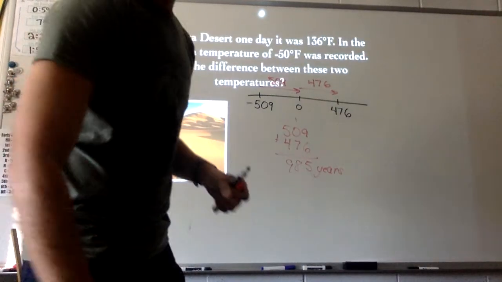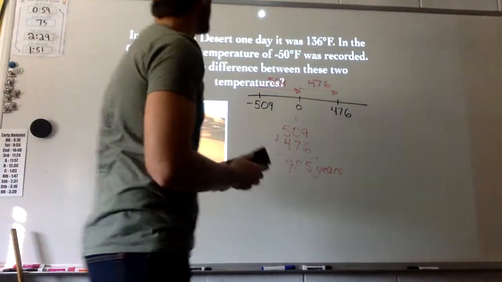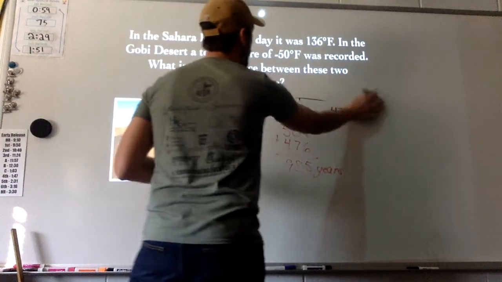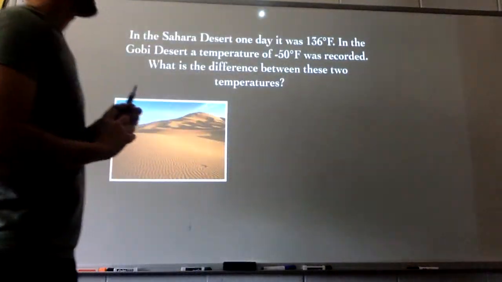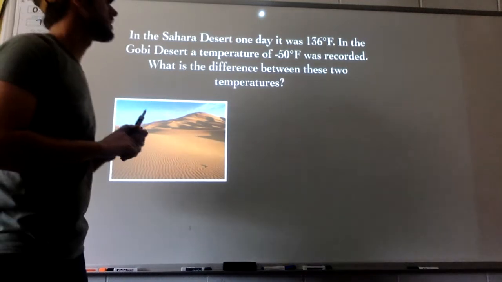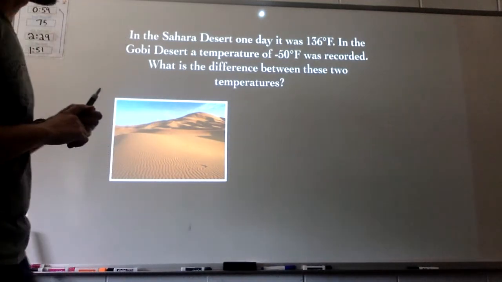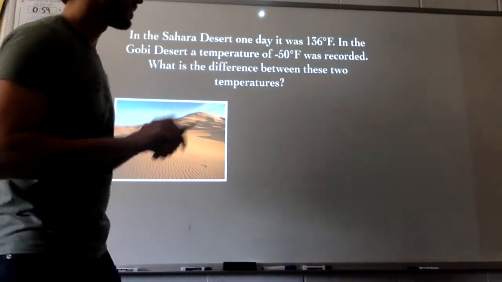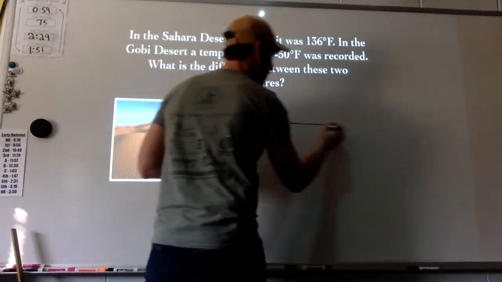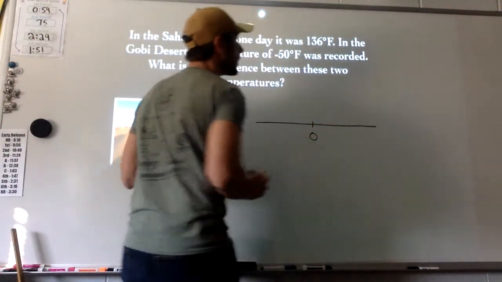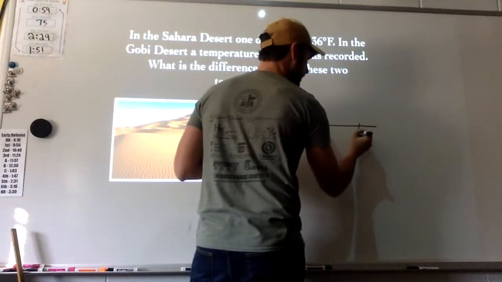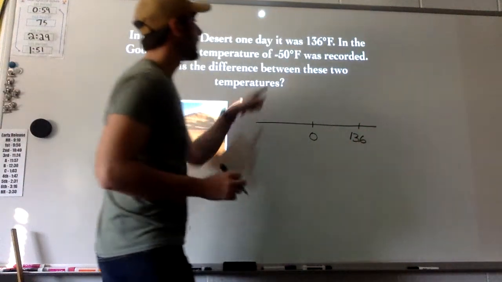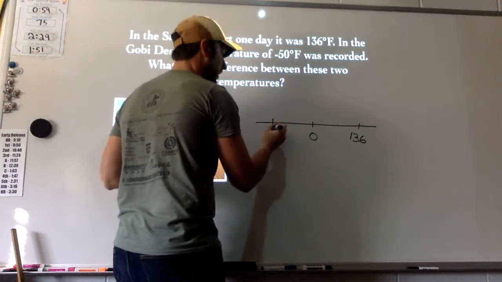Next one. In the Sahara Desert, one day it was 136 degrees Fahrenheit. In the Gobi Desert, a temperature of negative 50 degrees Fahrenheit was recorded. What is the difference between these two temperatures? Once again, I'm drawing a number line, putting 0 in the middle. If I have 136, that's positive, it's going to go over here. If I have a negative 50, it's going to go right here.